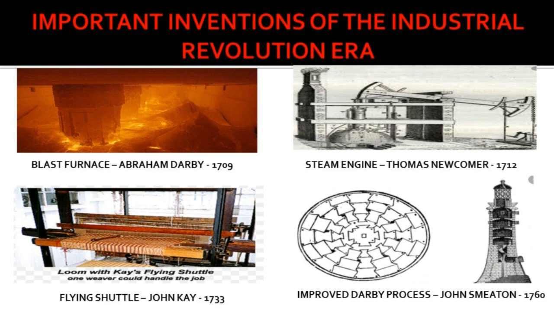Important inventions of the Industrial Revolution era. Blast furnace, useful for iron and steel, invented by Abraham Darby in 1709. Steam engine, invented by Thomas Newcomen in 1712. Flying shuttle, useful for textiles, invented by John Kay in 1733. Improved Darby process, useful for iron and steel, invented by John Smeaton in 1760.